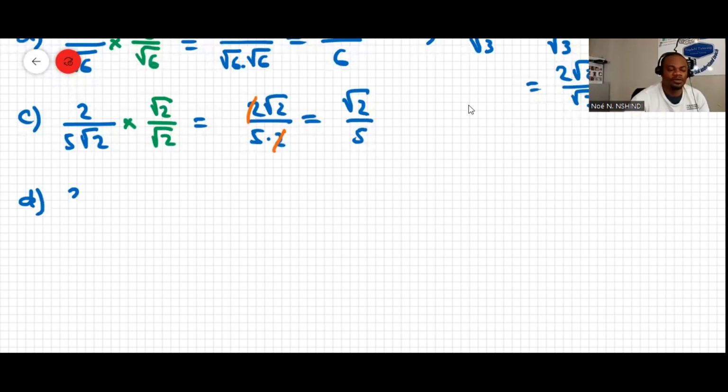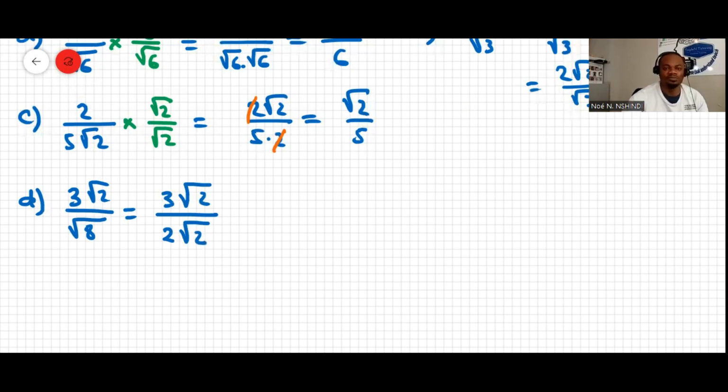D was 3 root 2 over root 8. On this, let's first simplify. That makes 3 root 2. Root 8, we did prove it there in question B. It was 2 root 2. Now, over here, we don't need to multiply by root 2 over root 2 because we have root 2 there. We can just simplify this and that. And the answer is just 3 over 2.